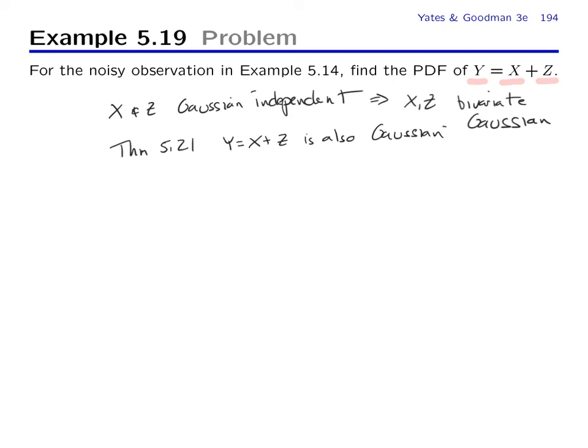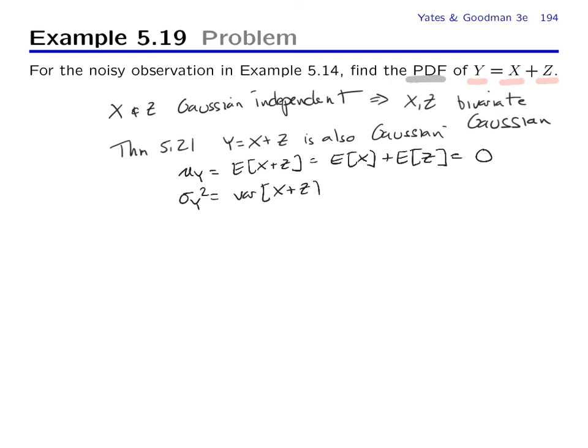So then, because of that, we can find the PDF of y by just simply finding mu y, which is E of x plus z, which is E of x plus E of z, which in this example happens to be 0 if you look up the original example 5.14, and variance of y, which is variance of x plus z, which is equal to variance of x plus variance of z, because the covariance term is 0.